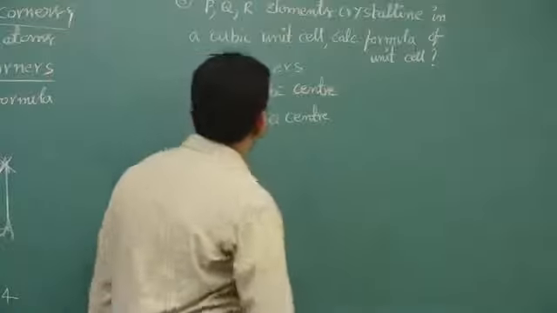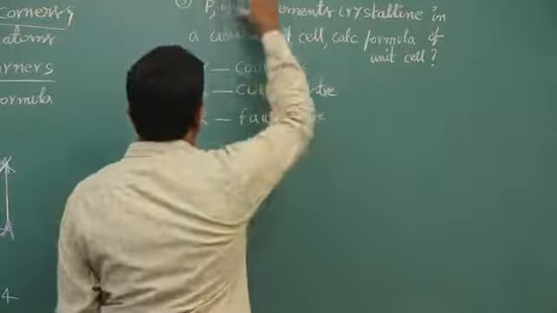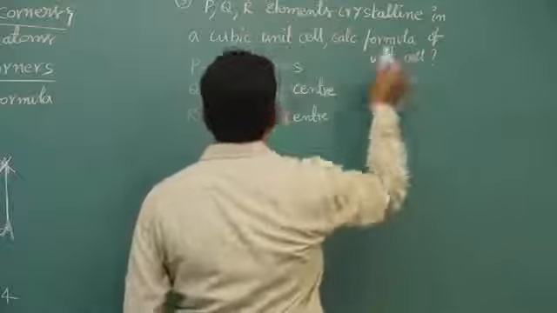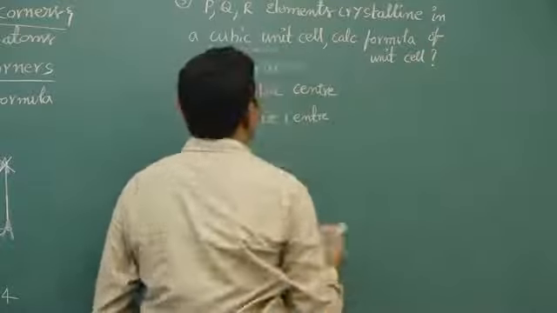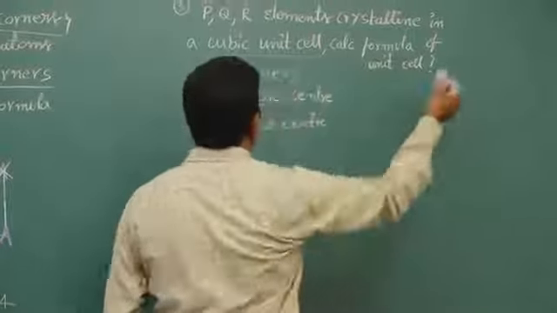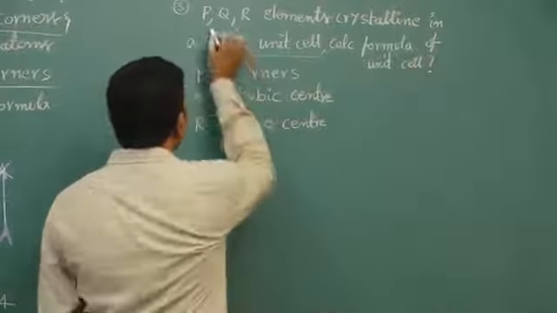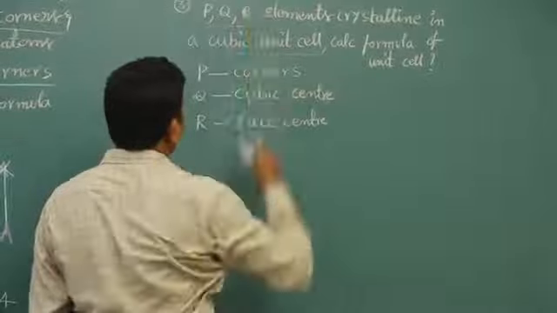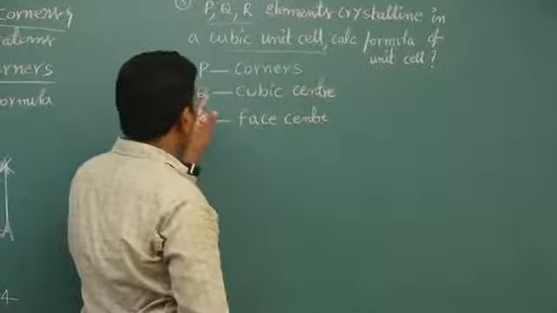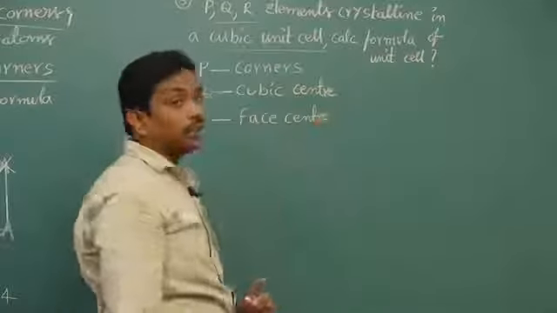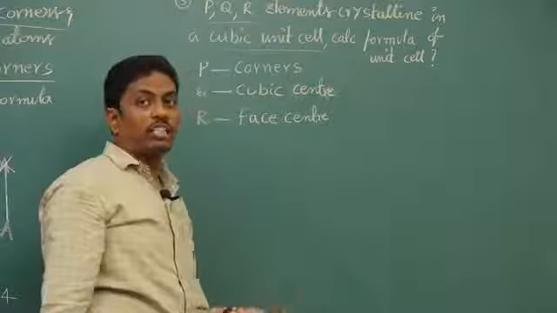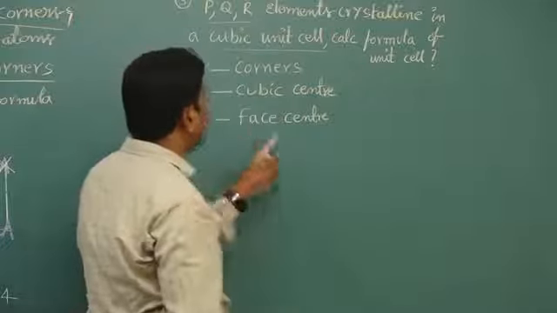Next question. P, Q, R elements crystallize in a cubic unit cell, that means a simple cube. Calculate the formula of the unit cell. Now they have given the positions of P, Q, R. Observe, P is present at corners, Q is present at the cubic center, that is simply the body center, and R is present at face center.